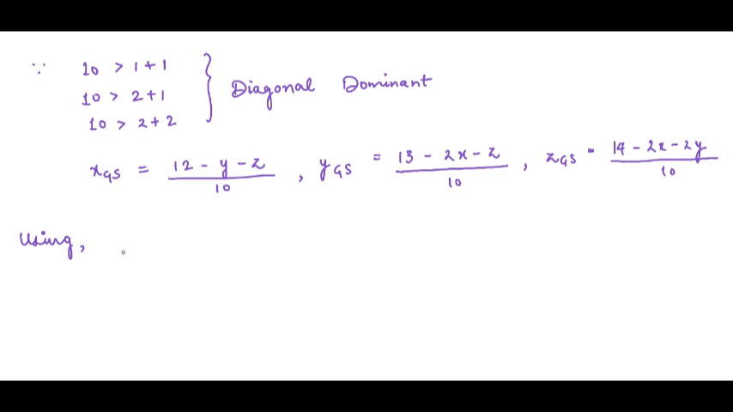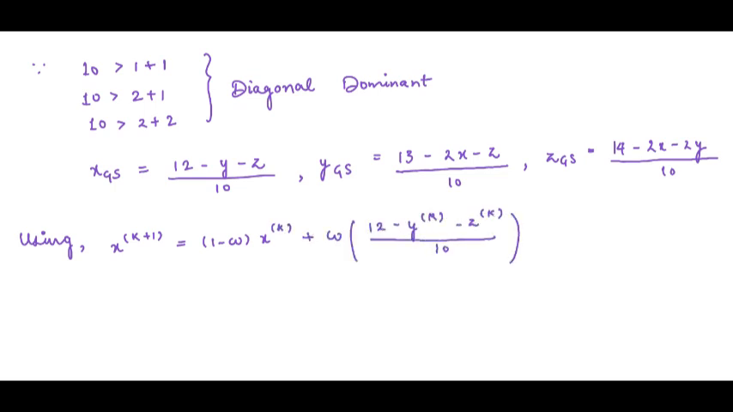So we have this SOR formula for x, where x k plus 1 equals 1 minus omega times xk plus omega times 12 minus yk minus zk whole divided by 10. And since this omega value is 1.1, we get x k plus 1 as minus 0.1 xk plus 1.1 times 12 minus yk minus zk whole divided by 10.